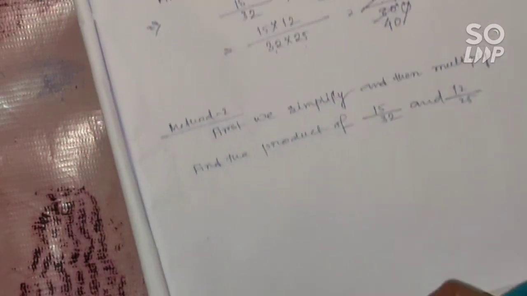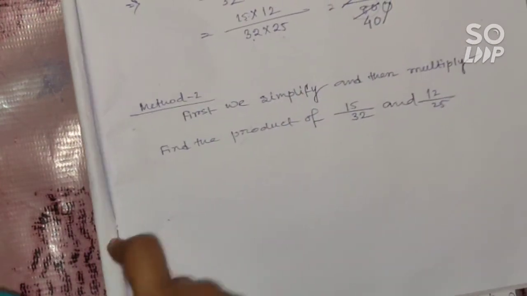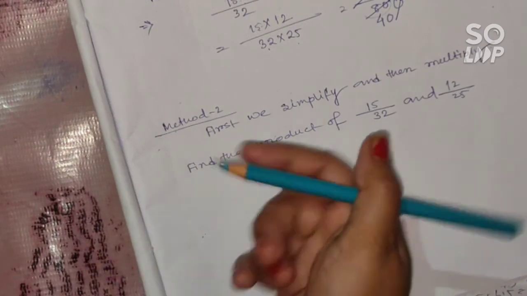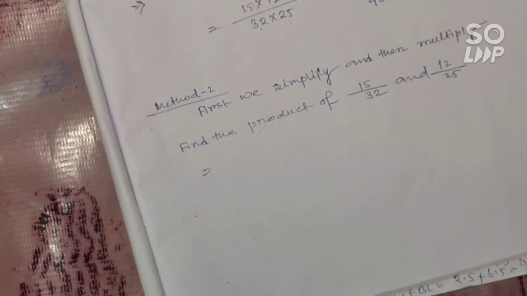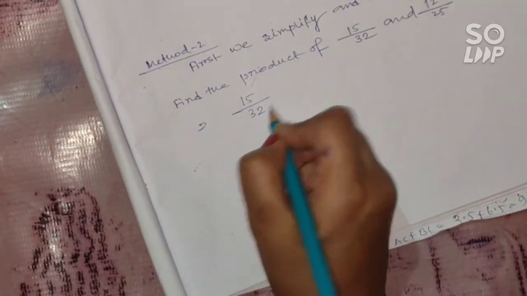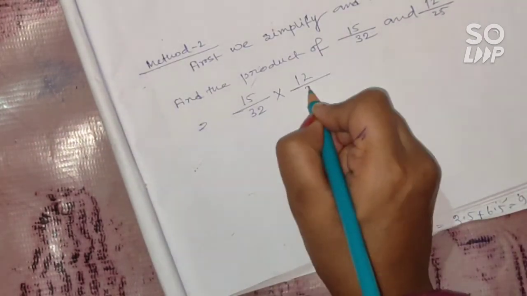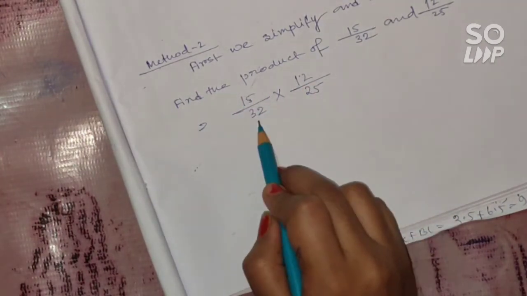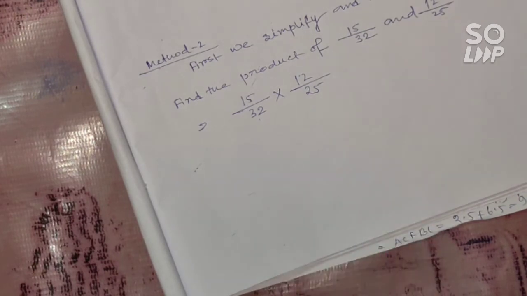Okay, and now comes the second method. First, we will simplify and then multiply. Okay. Let's see how you can do that. 15 by 32 multiplied by 12 by 25. These are the numerators, 15 and 12, and these are the denominators, 32 and 25. Okay, so you can cancel any numerator with any denominator.